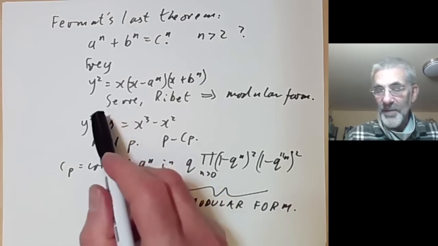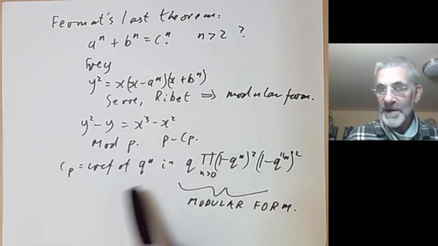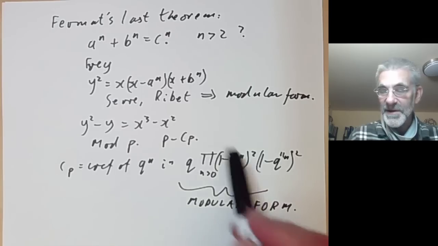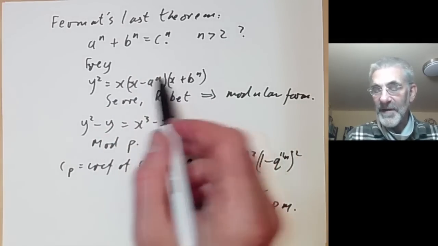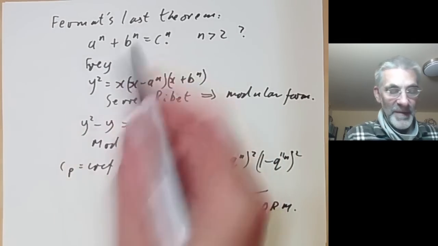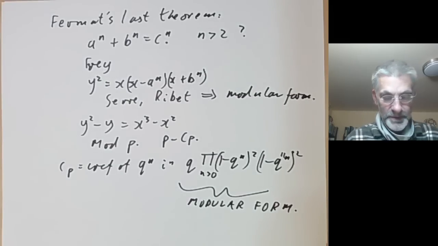And what Frey and Serre and Ribet proved is that if you have a modular form associated to this particular elliptic curve, then you get a contradiction. So Fermat's last theorem must be true.